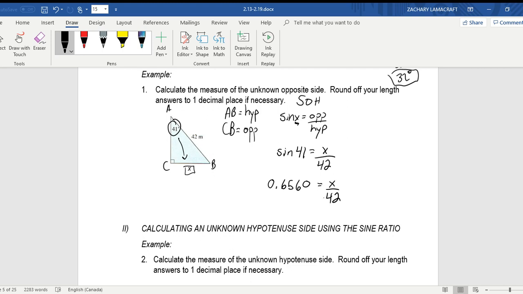But we know from past experience that to get x by itself, we're going to have to cross multiply. Since it's division on this side of the equation, to get it to the other side of the equal sign, we have to multiply. So it will look like the following: 0.6560 times 42 will be equal to x. In this case, you should get x is equal to 27.5 meters.